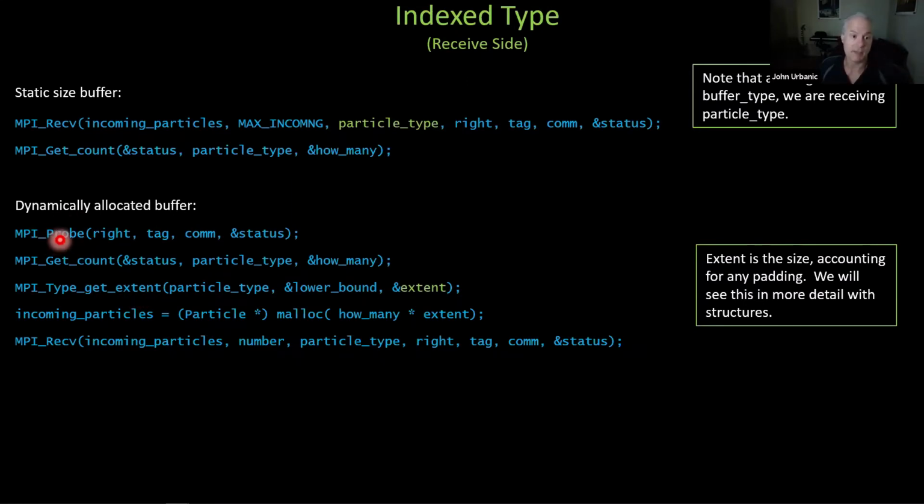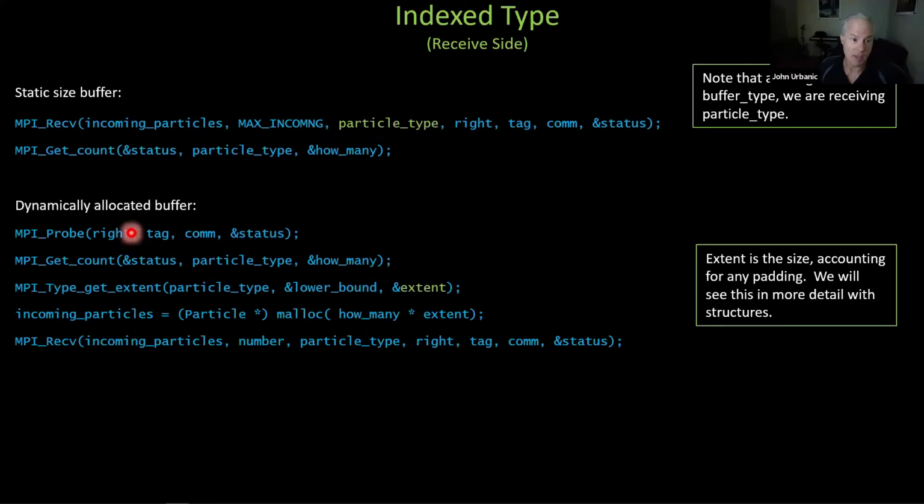We can probe a message. This means you're looking for a message with the right source and the right tag, but you're not going to actually receive it. So it's still sitting in that receive buffer somewhere. You haven't pulled it into your memory yet, but you can see things about it. In particular, you can see its size.